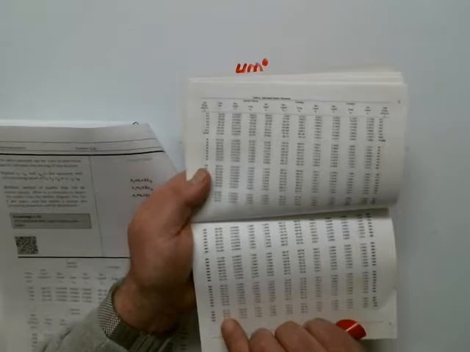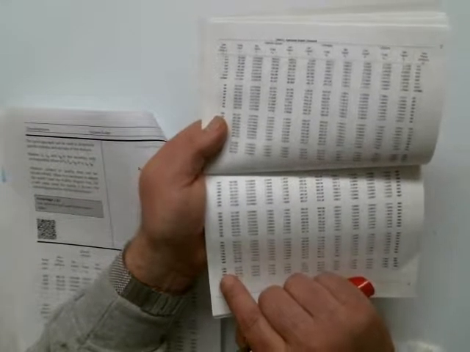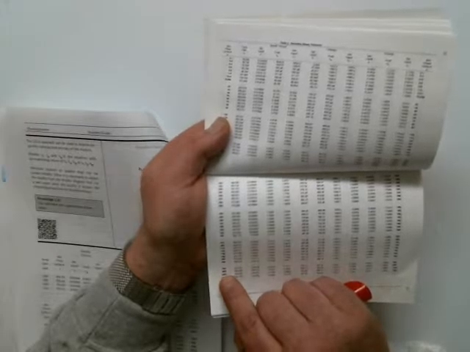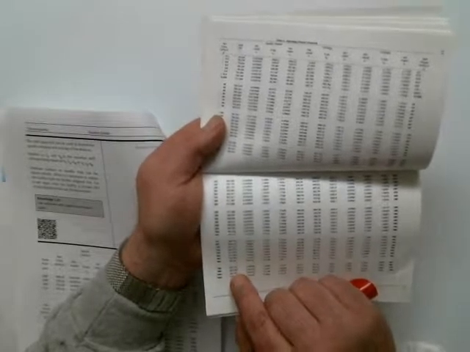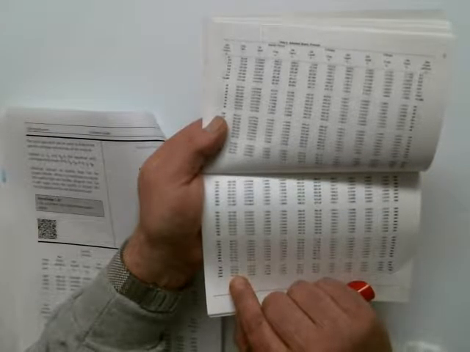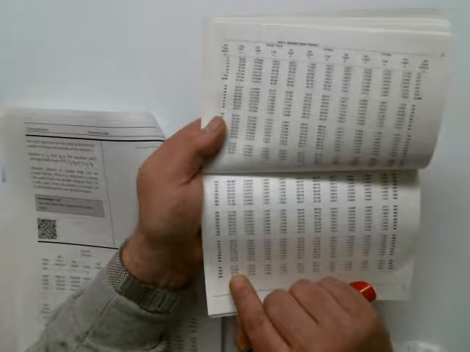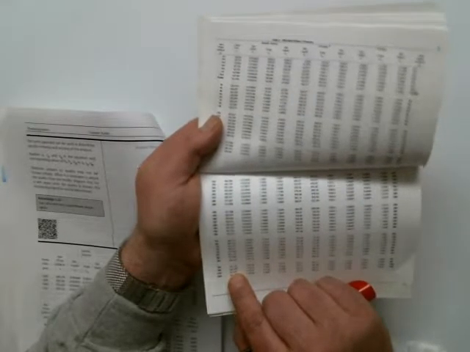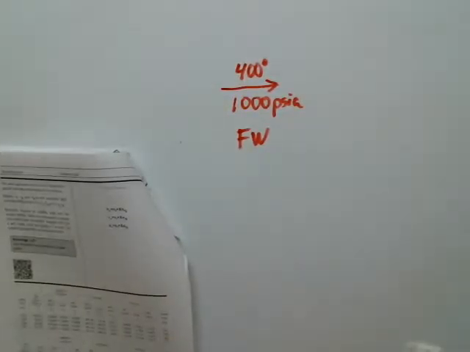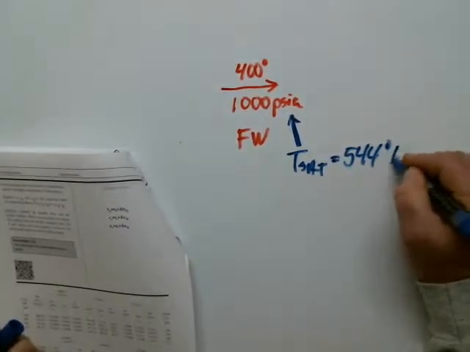I have 980 and 1,020 right here. Halfway between 980 and 1,020 is 1,000 pounds. So halfway between 542 and 547 will be the saturation temperature. So the saturation temperature should be about 544 degrees. So T-sat at 1,000 pounds equals 544 degrees Fahrenheit.